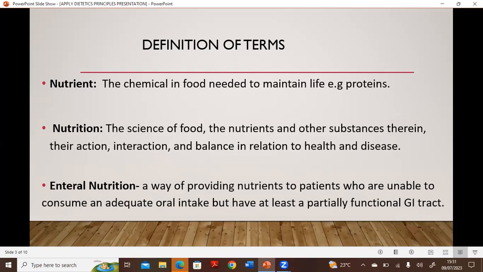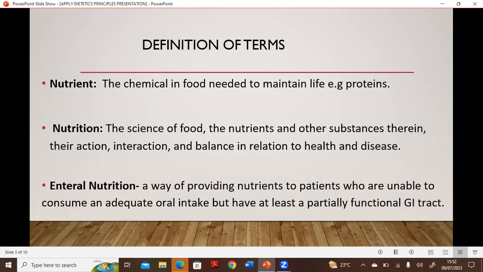The second term is nutrition. And nutrition is now the science of food on how those nutrients that we've known function in the body, majorly their action, interaction, and balance in relation to health and well-being. We have the third term, that is enteral nutrition.